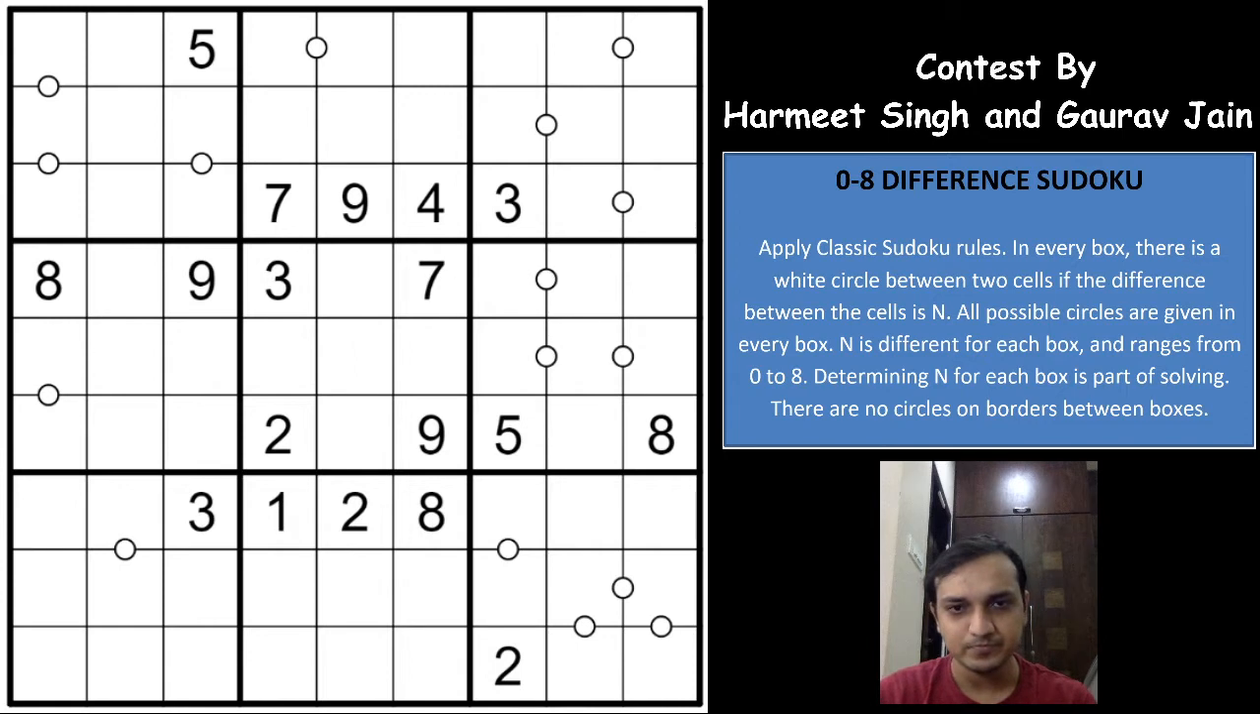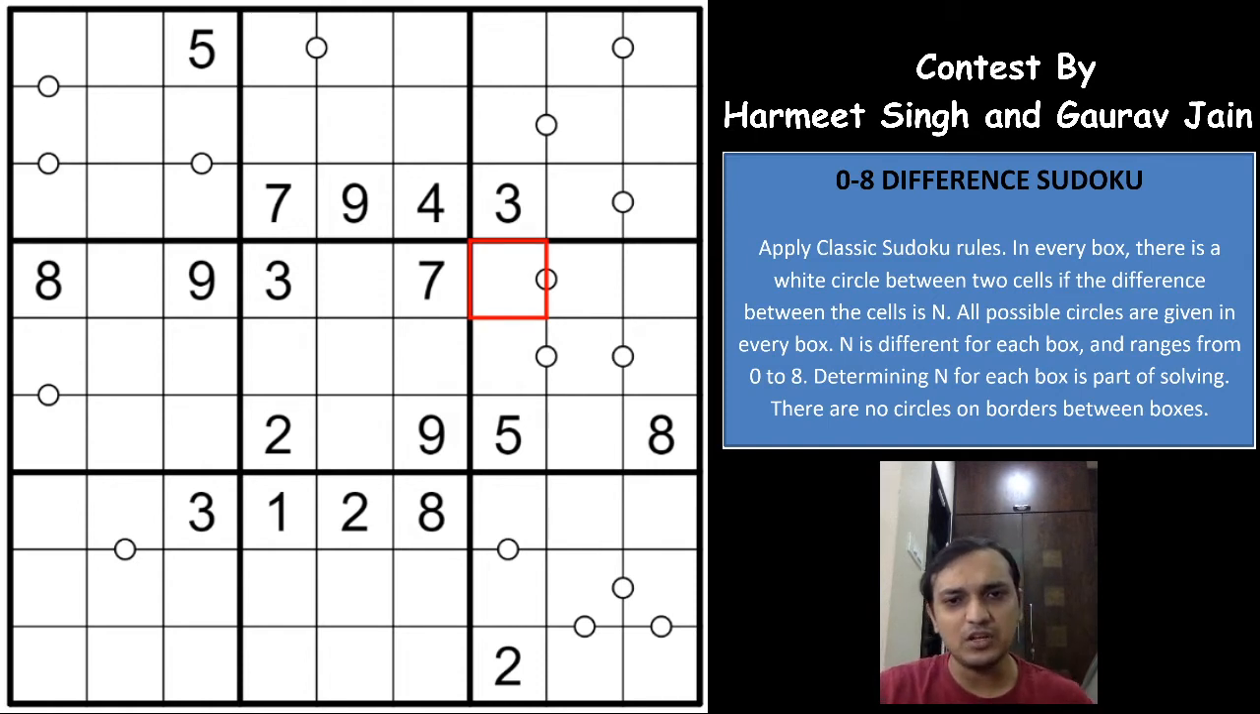So coming on to the Sudoku, we need to place digits from 1 to 9 in each row, column and 3 by 3 box, as usual classic rules. And you can see that each box has some circles between two cells. For each box, the difference between the two cells having a circle is different.